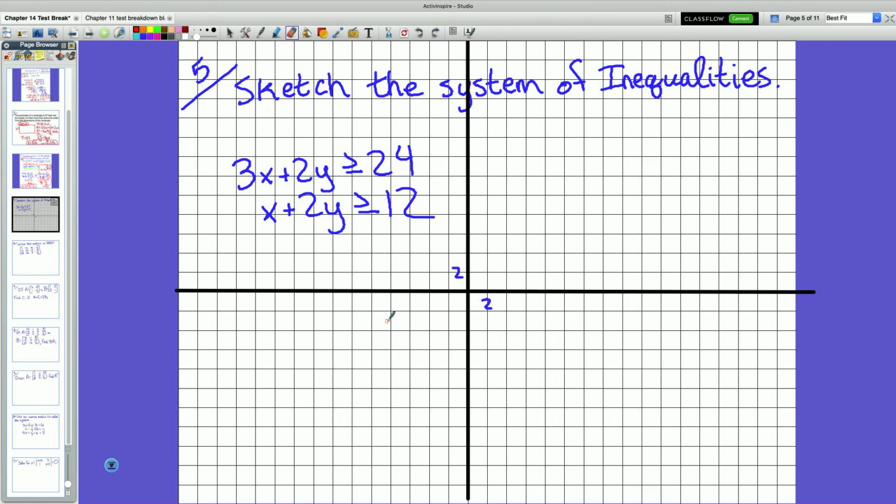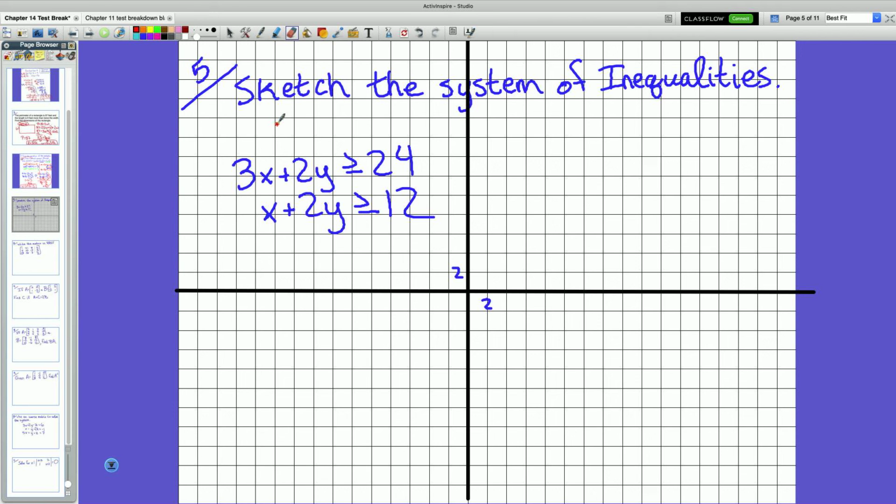This will be a little mental break for you on your test. Number 5 says sketch the system of inequalities, right? So again, we can use the cover-up method on these. It's kind of hard for me to show you that, considering you can't see my hands covering it up. But take your hand, cover up the 3x in the top equation, and you're left with 2y and 24, so that means the y-intercept has to be 12.